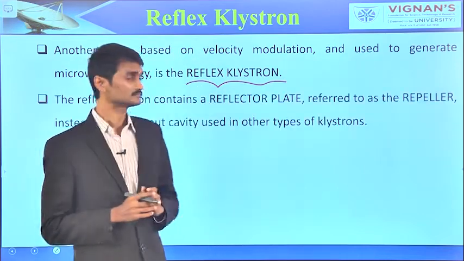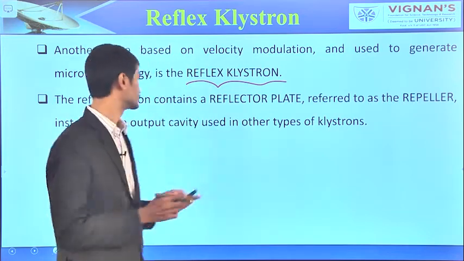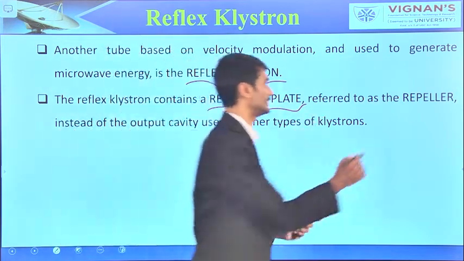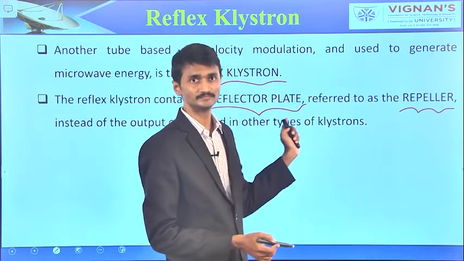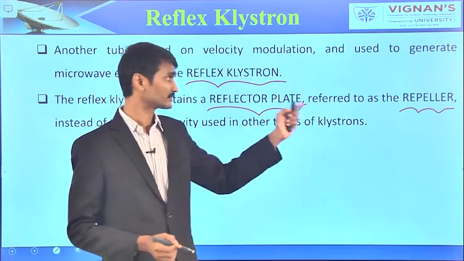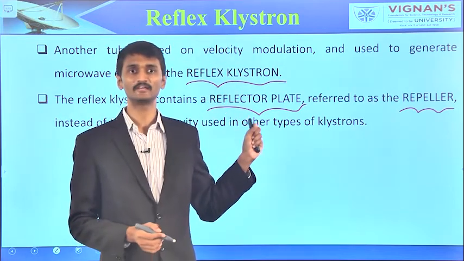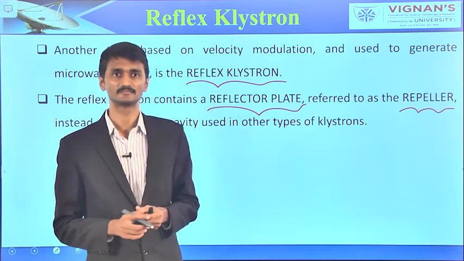The reflex klystron contains a reflector plate, referred to as a repeller. It will play an important role here. It consists of the repeller instead of the output cavity used in other types of klystron, that is, multi-cavity klystrons.